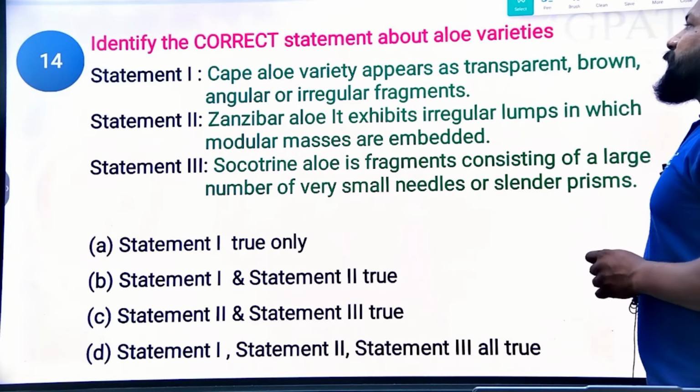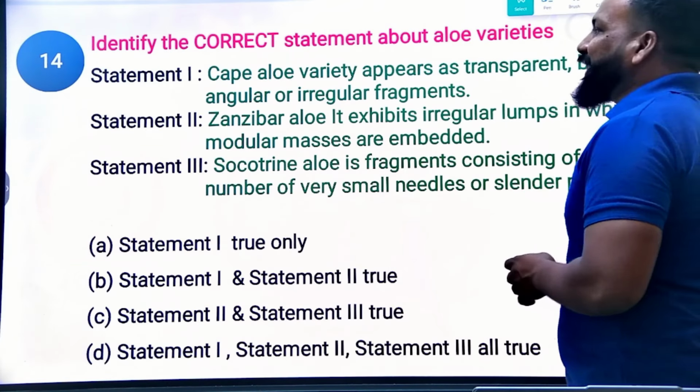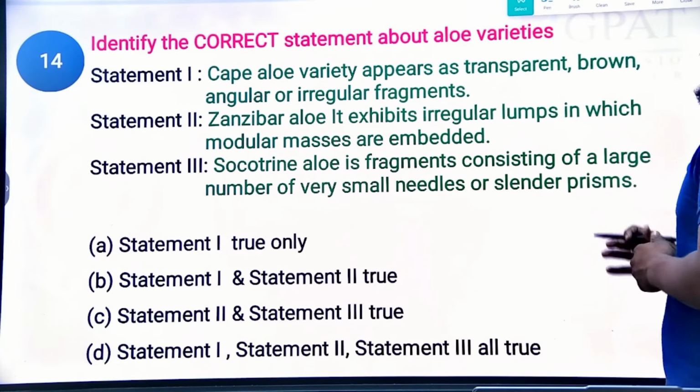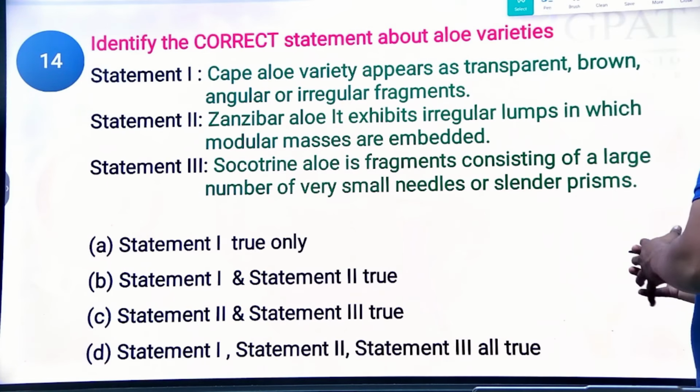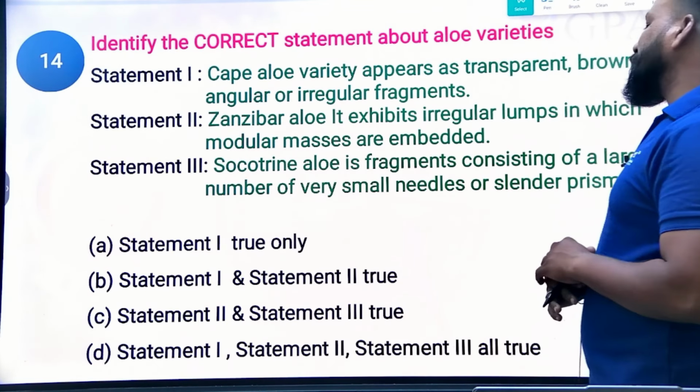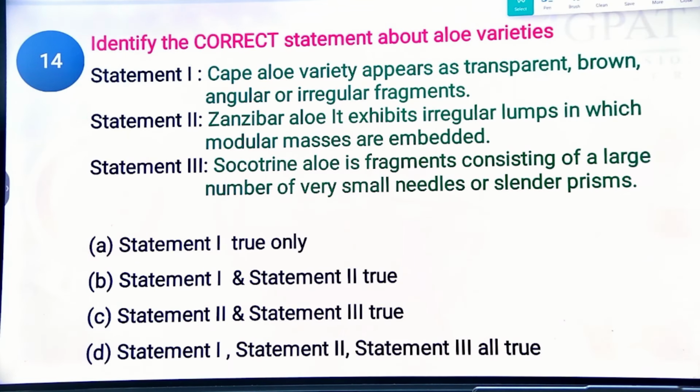Identify the correct statement about the aloe varieties. Statement 1: Cape aloe variety appears as transparent brown, angular or irregular fragments. Statement 2: Zanzibar aloe exhibits irregular lumps in which molecular masses are embedded. Statement 3: Socotrine aloe is fragments consisting of a large number of very small needles and slender prisms. So which statement is correct?